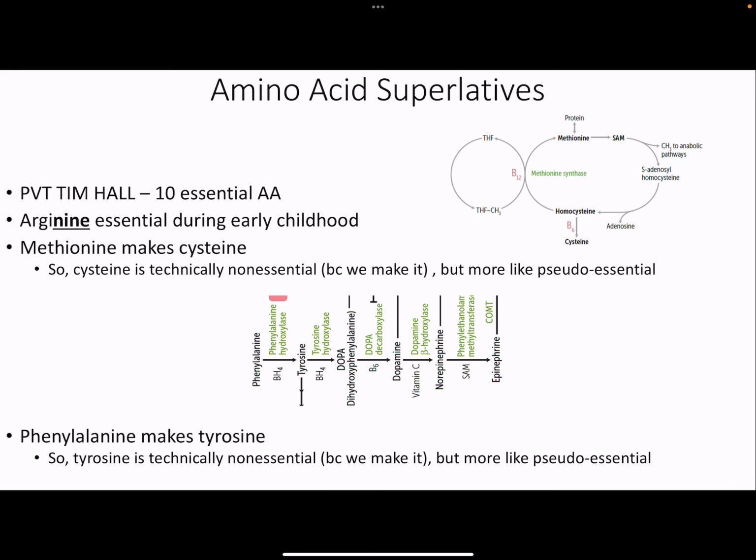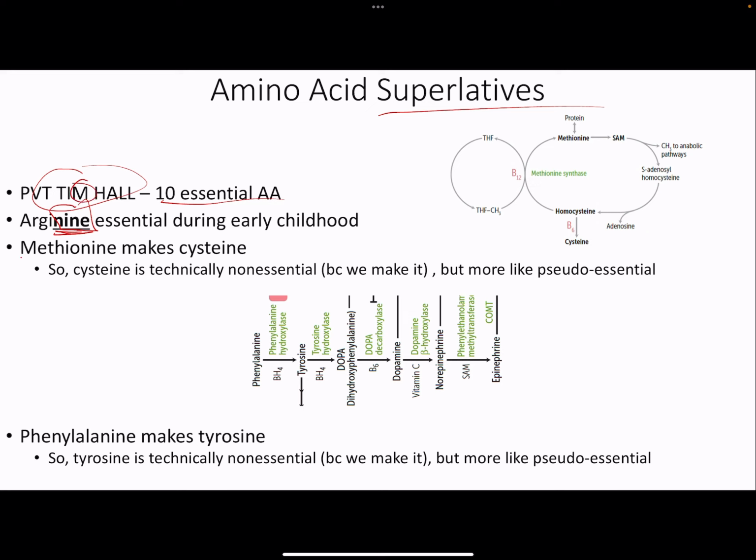Obviously, amino acids go into proteins, but there's also a lot of interesting derivatives from amino acids. So this next section, we're going to just talk about some fun facts about amino acids and some of their downstream products. This is for the 10 amino acids that you must get from the diet. Arginine is technically essential when you're a kid. I always thought of 9 as being like a kid.